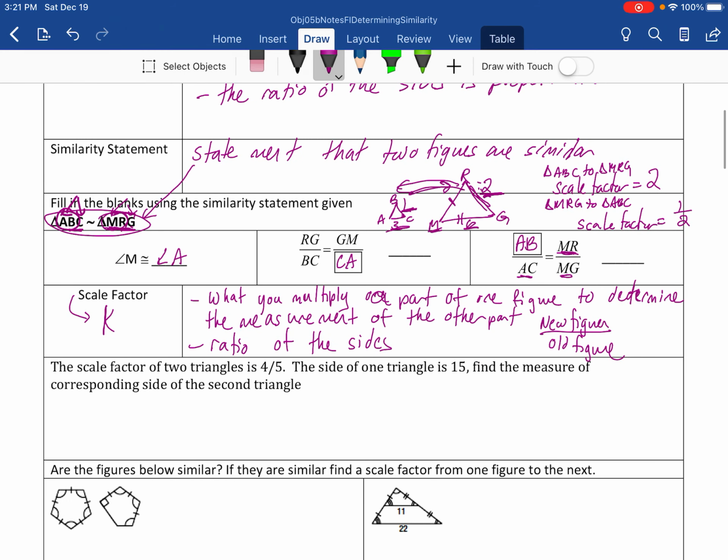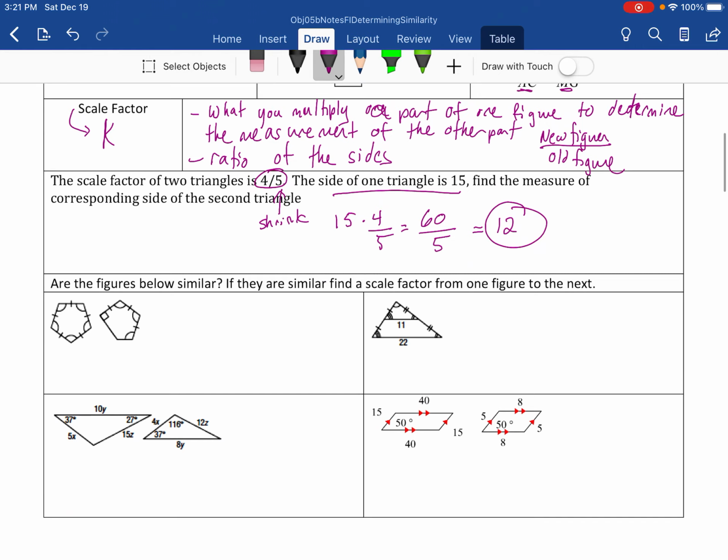The scale factor of 2 triangles is 4/5. The side of one triangle is 15. Find the measure of the corresponding side of the second triangle. Because it's giving you the scale factor and the original side is 15, you'd say 15 times 4 over 5, which is 60 over 5, which is 12. All you have to do is multiply by your scale factor to go from one figure to the next. If my scale factor is less than 1, my figure is getting smaller. If it's greater than 1, it's getting bigger.